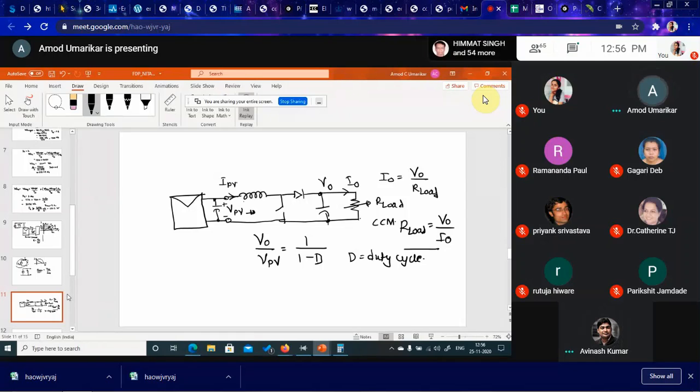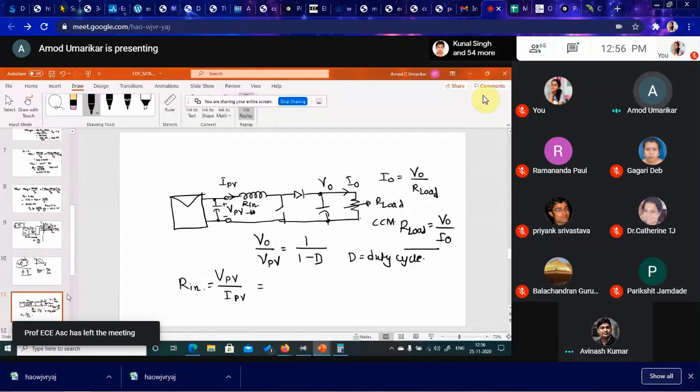What is the resistance seen by the solar PV? VPV upon IPV is nothing but R in, correct? Yes or no? VPV upon IPV is the resistance seen by the solar PV panel.